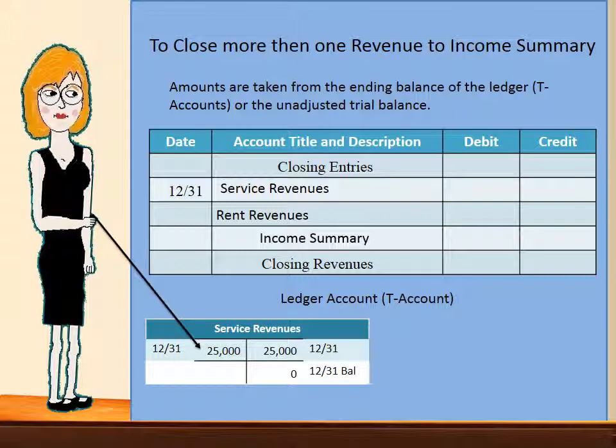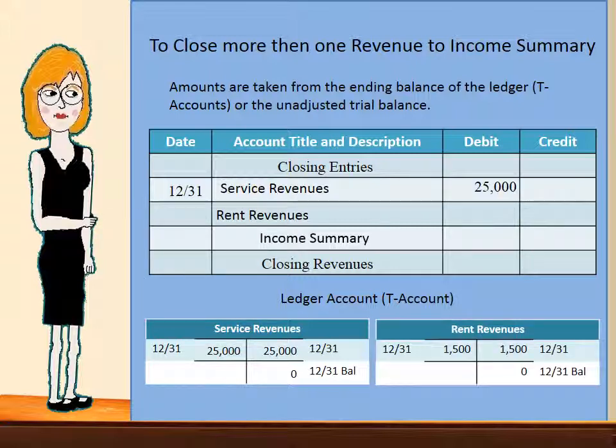So let's look at the T account. Service revenue for $25,000 would be debited, and then the rent revenue for $15,000 would be debited, and the total amount would be $26,500, and both accounts will now have a zero balance.